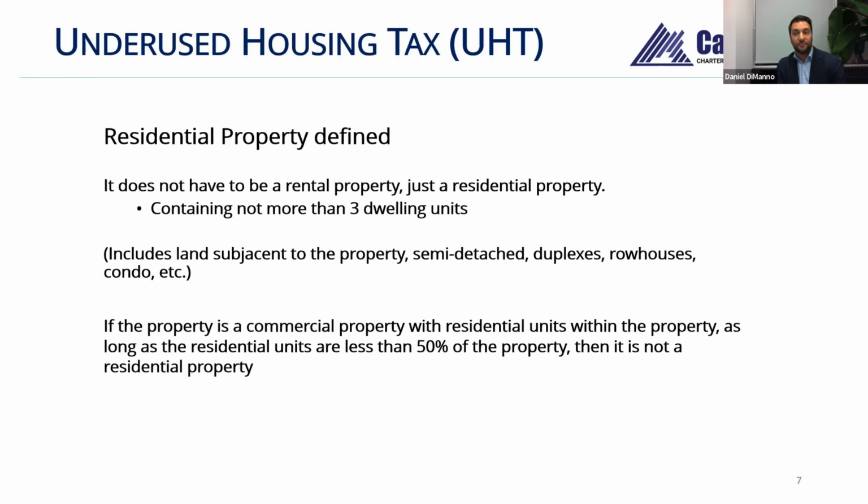So multifamily properties, any buildings or houses that have more than 3 units, are not captured under these rules, under these laws. Any home from 1 to 3 units is considered a residential property by definition in the Underused Housing Tax Act. Any semi-detached properties, obviously, any duplexes, row houses, or condos all get captured within these rules.